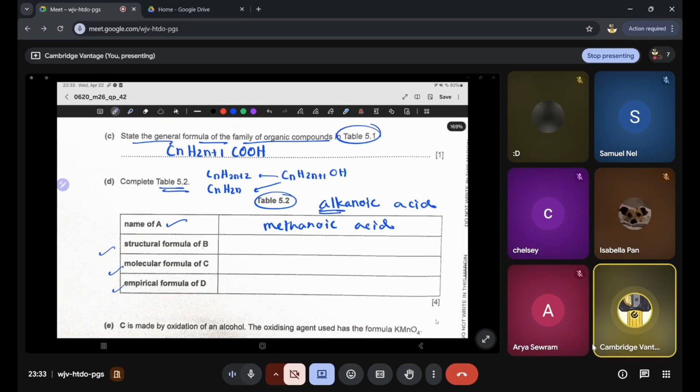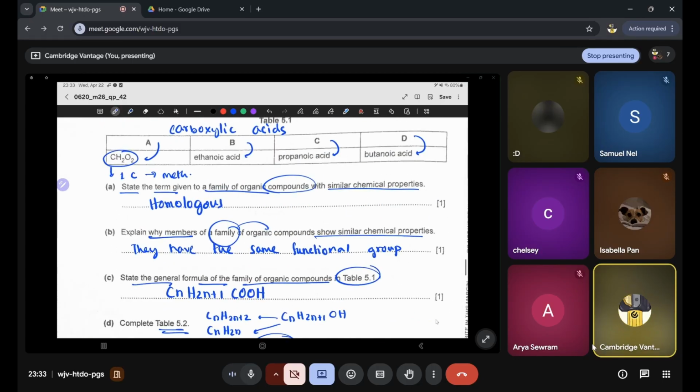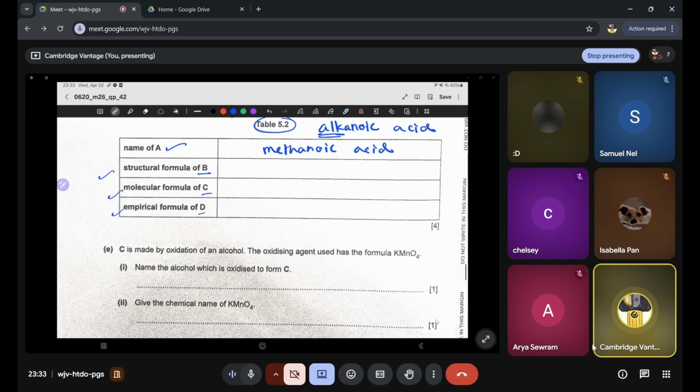And then the structural formula of B, C, and D. B is ethanoic acid. So all we really need to write down is CH3CO2H, or you could write COOH like this. Since it's ethanoic acid, it will have two carbons. And for the other ones, all you have to do is just add CH2 in the middle. So CH3, since it's propanoic acid, it will have three carbons. So CH2 in the middle, COOH.